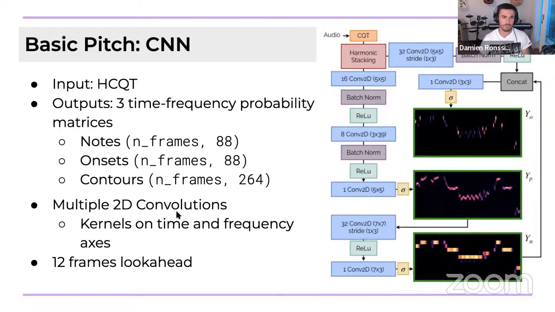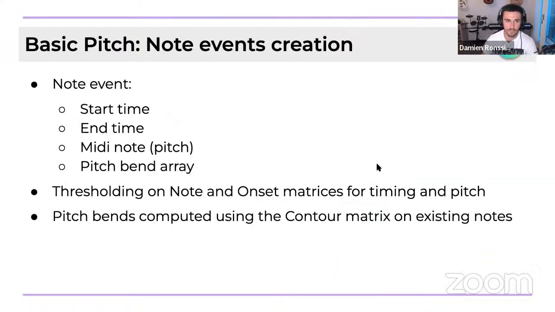The 2D convolution, so of course the kernels are acting both on the time and frequency axis, but as the convolutions are non-causal, it means that there is some look ahead, and this will have some impact on the latency. We'll talk about that later, but here, if you compute regarding the size of the kernel on the time axis, you can see that the CNN has 12 frames look ahead. So this will introduce some latency, but I'll talk about this later. Finally, the last step is to create the note events from those probability matrices. Each note event is defined like this. You need to have a start time, end time, a MIDI note, a pitch, and then a pitch bend array. And those are all computed by doing some thresholding operations on the probability matrices.